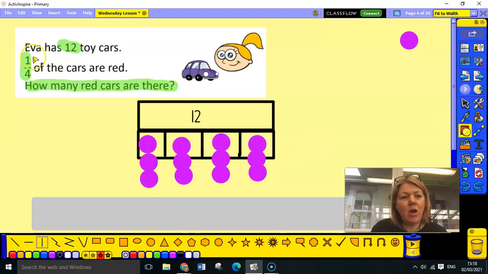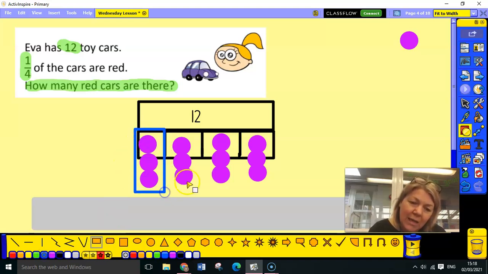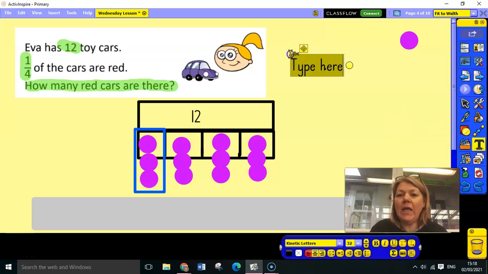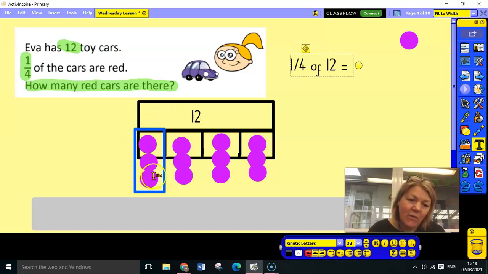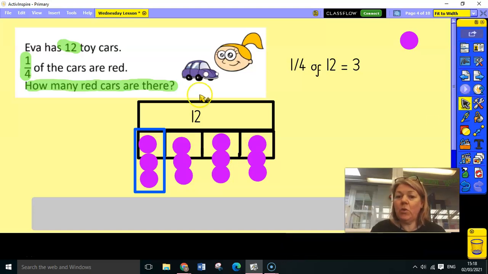What I need to know though is 1/4. And if I'm finding 1/4, then all I need to do is count one of the parts. And here it is. So I could write the calculation 1/4 of 12 is equal to, and you can see here in this 1/4, I've got 3 parts. Okay, so using a bar model and the sharing of the whole can help you.